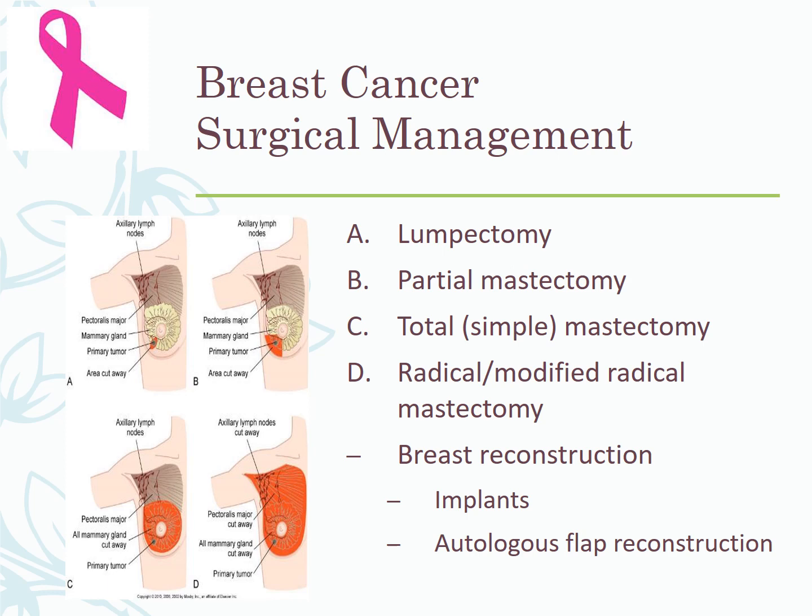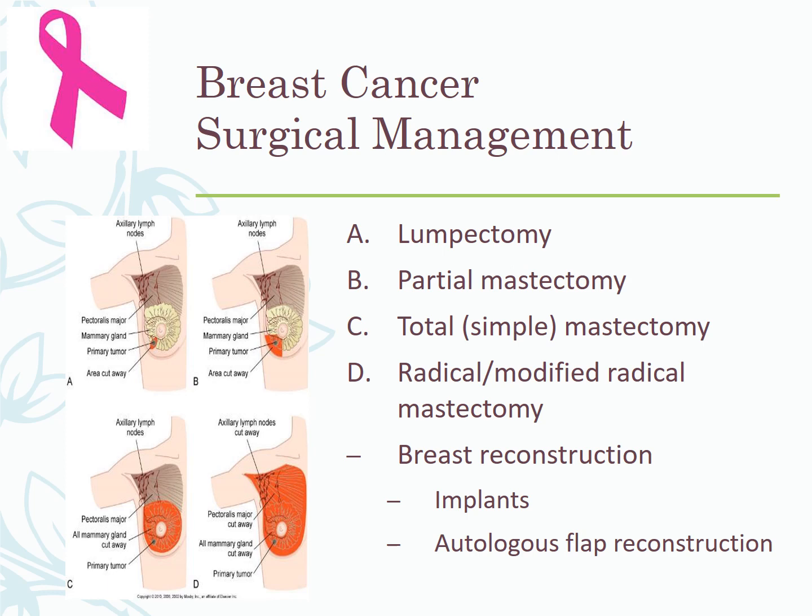So the surgical management, we're going to do a lumpectomy. It's a conservative treatment without major cosmetic deformity. It involves the removal of the breast tumor, a small amount of the surrounding tissue, and then they'll take a sampling of the axillary lymph nodes. Partial mastectomy is going to be removal of that segment or quadrant where the breast cancer is. There's also the total or simple mastectomy.